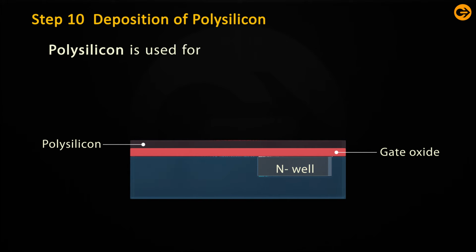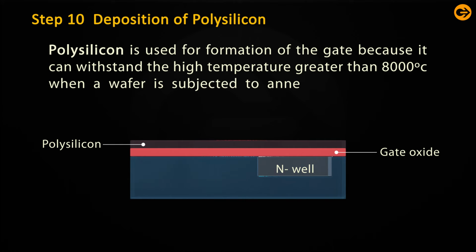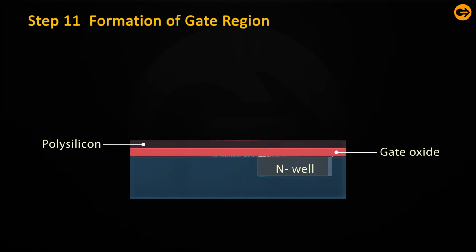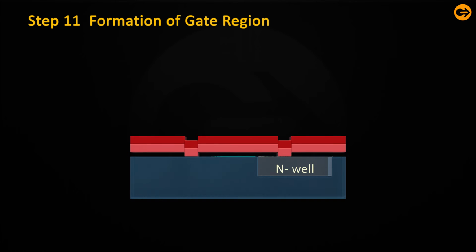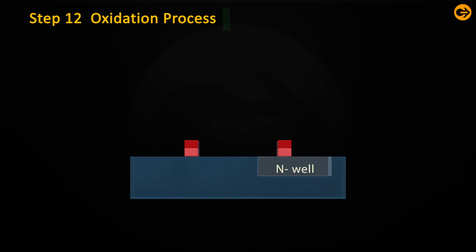Polysilicon is used for formation of the gate because it can withstand high temperatures greater than 800 degrees Celsius when a wafer is subjected to annealing methods for formation of source and drain. Step 11. Formation of gate region. Except the 2 regions required for formation of the gate for NMOS and PMOS transistors, the remaining portion of polysilicon is stripped off.